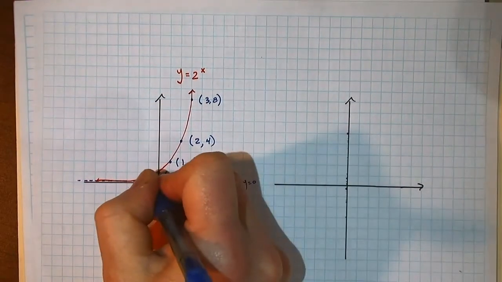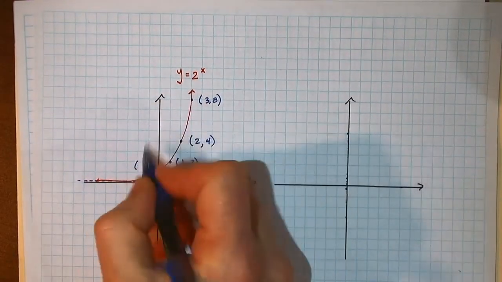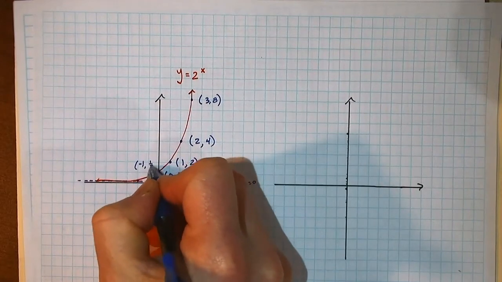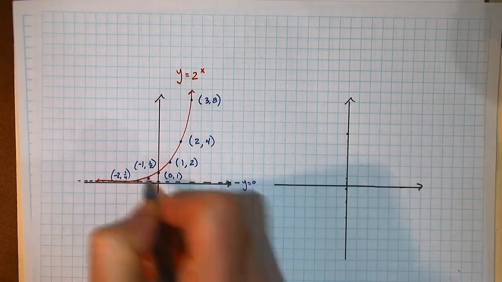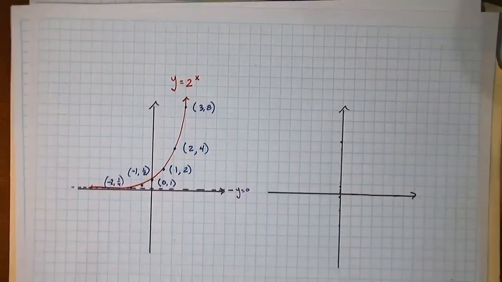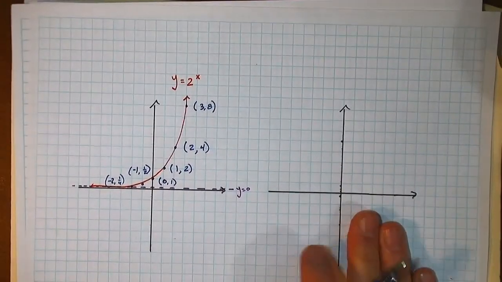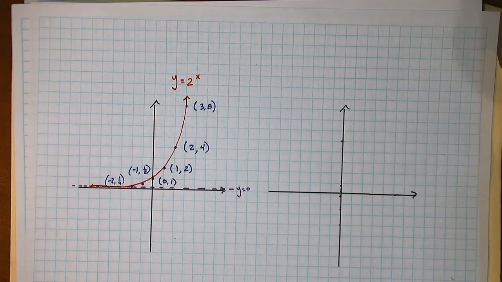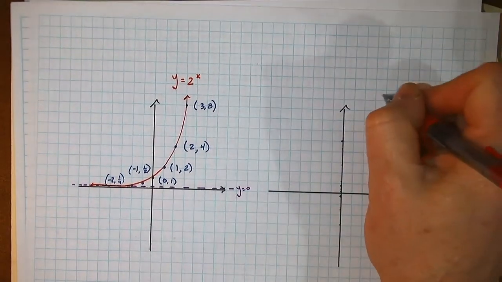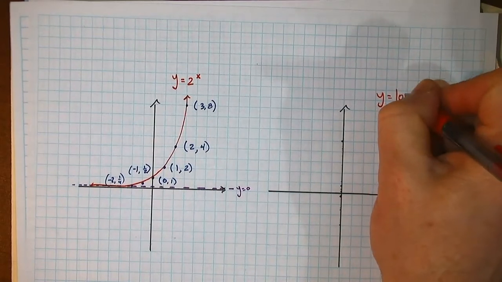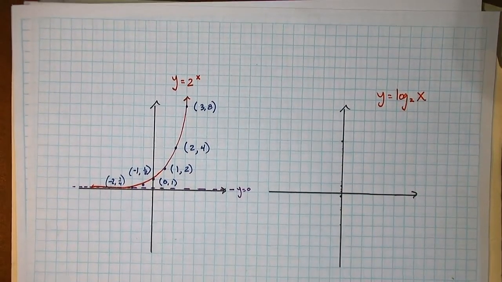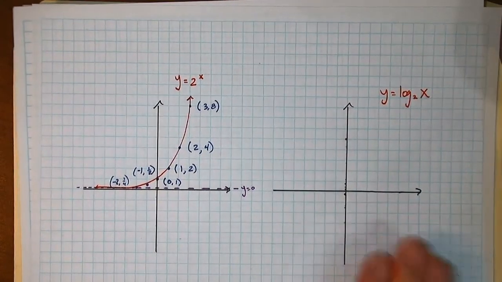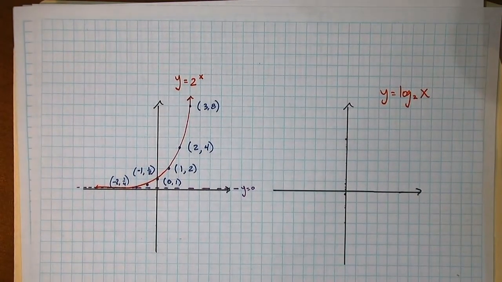So for now, we're just going to start with that. So if you need to pause the video to copy this graph, then do that right now. Pause the video and make a copy of this graph. And once you've got that graph in your notes, what we're going to do over here is we're going to draw a graph of the logarithm function. So we're going to graph y equals the log base 2 of x. Okay, so make sure you've got those ready to go, and then we'll talk about how to make that graph in just a second.